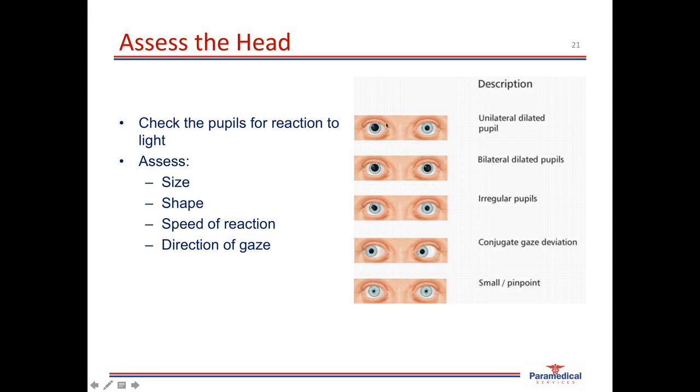Unequal sized pupils, as shown in the picture on the right, can indicate either the person has a rare genetic abnormality in which their pupils are naturally different sizes, or this could also indicate something more severe like a head injury, nerve trauma, or a stroke or a CVA.